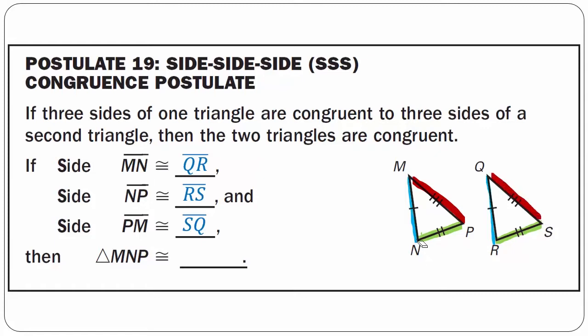tick marks. So I have the sides of triangle MNP congruent to the sides of triangle QRS. So we can say that triangle MNP is congruent to triangle QRS using the SSS congruence postulate.